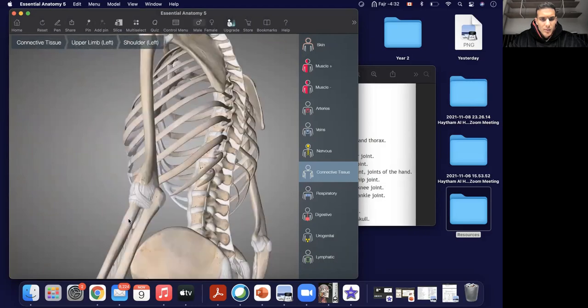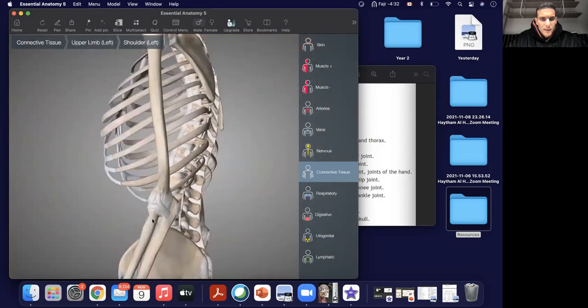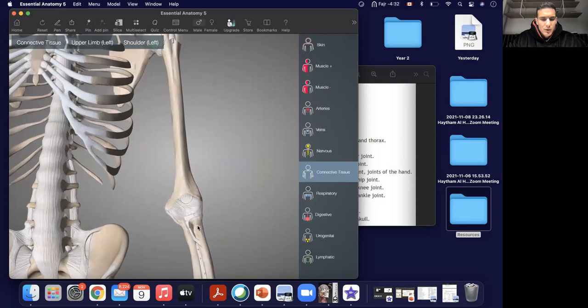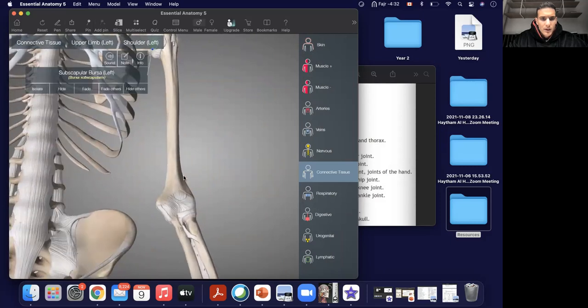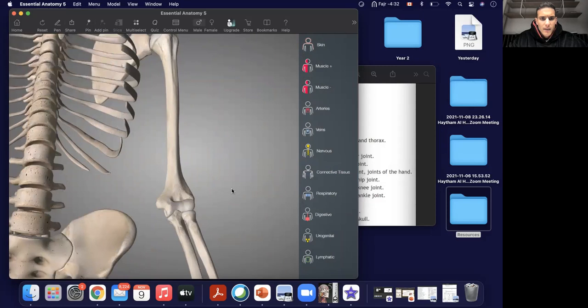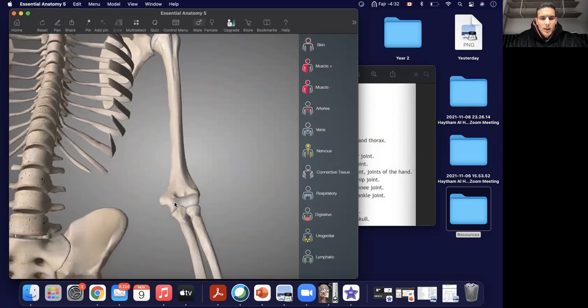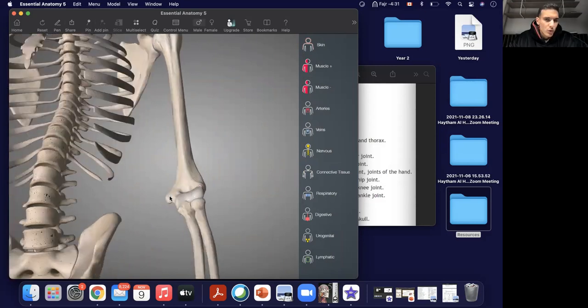The elbow joint, of course, the articulation is between the ulna, radius and the humerus. You have to mention how the ulna articulates with the trochlea, and the radius articulates with the capitulum, and then you have to mention above the trochlea, there's the coronoid fossa.